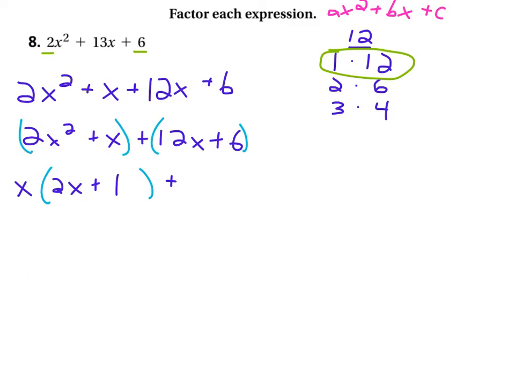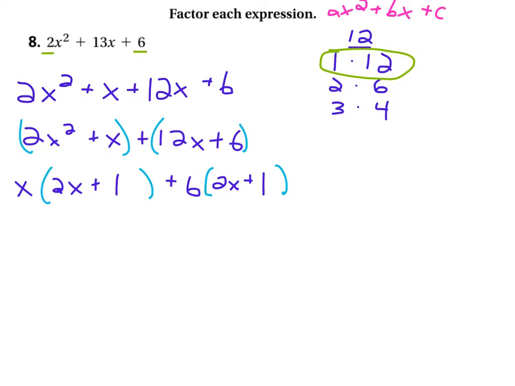Now we say plus. What can we factor out of 12x and 6? The biggest number we can pull out of both is 6, and there's no x in both of them, so we just pull out a 6. When we divide 12x by 6, we get 2x, and when we divide 6 by 6, we get 1. Notice that in parentheses we were left with 2x plus 1 here, and 2x plus 1 there. That's what we want to see to know we're doing it right.